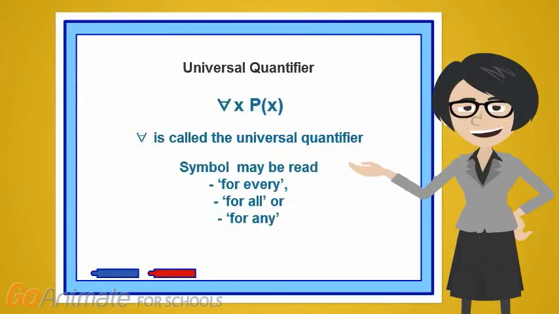One can write ∀x P(x), for every x in a domain D, in symbols. This symbol ∀ is named the universal quantifier. The symbol may be read as for every, for all, or for any.